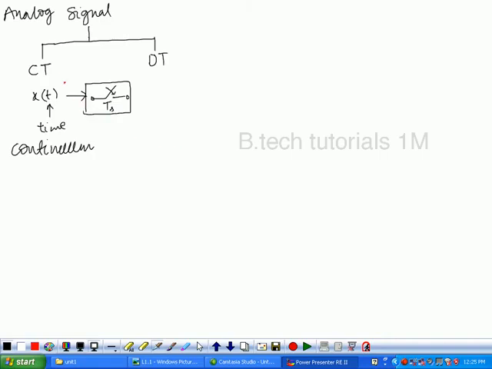The input to the switch is x of t. Here x of t is continuous. How will it look? A continuous time signal can be, here I am selecting an arbitrary signal, this one. Is it continuous time, or it may be analog also?